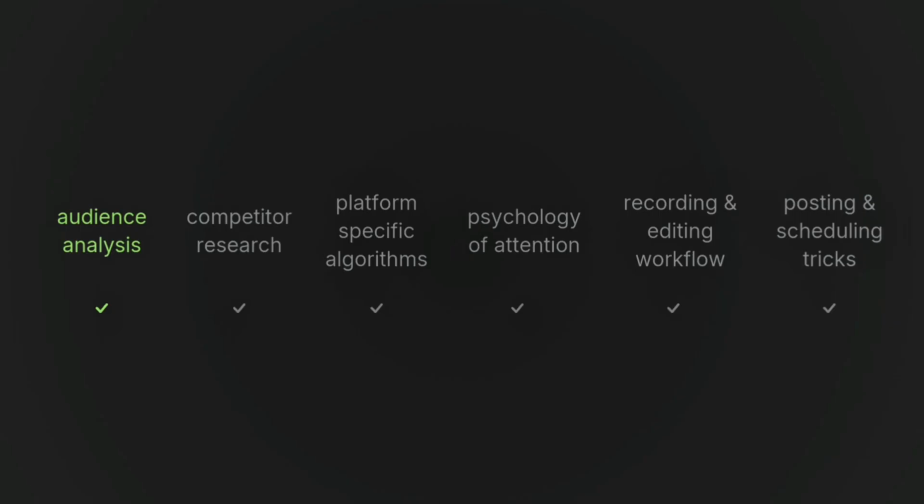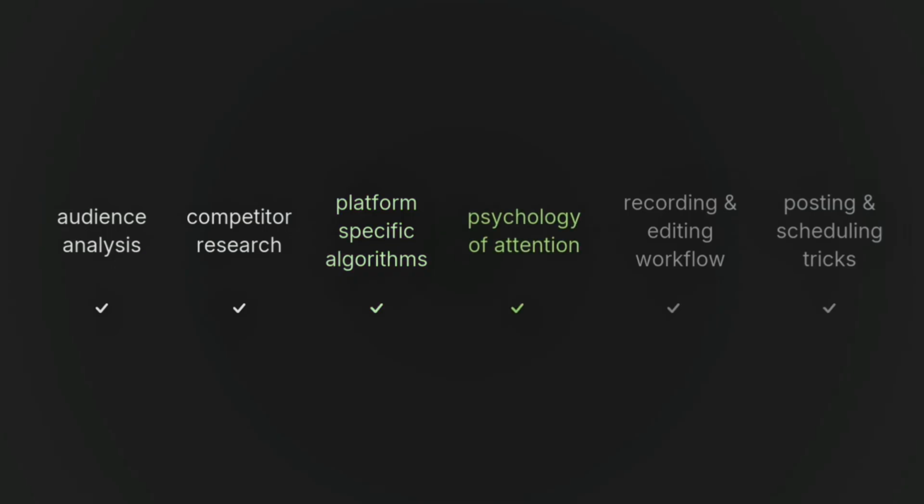The Go Viral system can be broken down into 6 main parts. First, understanding your audience. Second, understanding who your competitors are and what they're doing, especially the ones who are up and coming and are doing social media right in your specific niche.